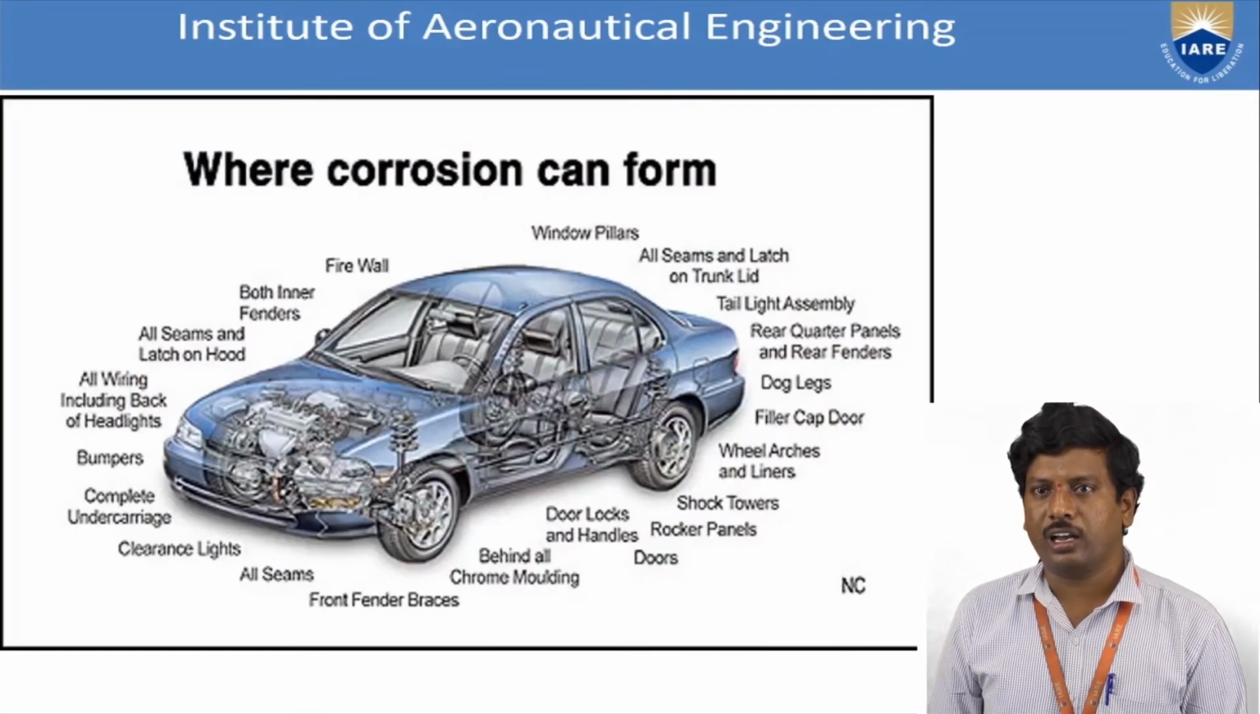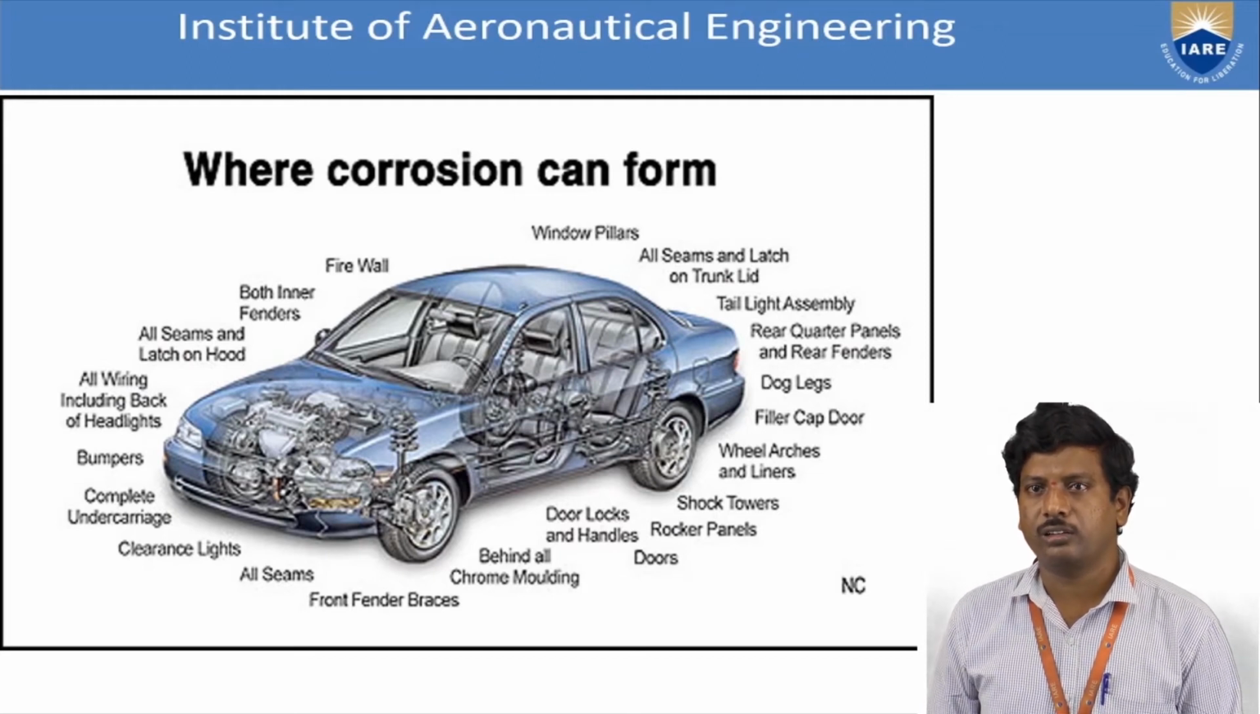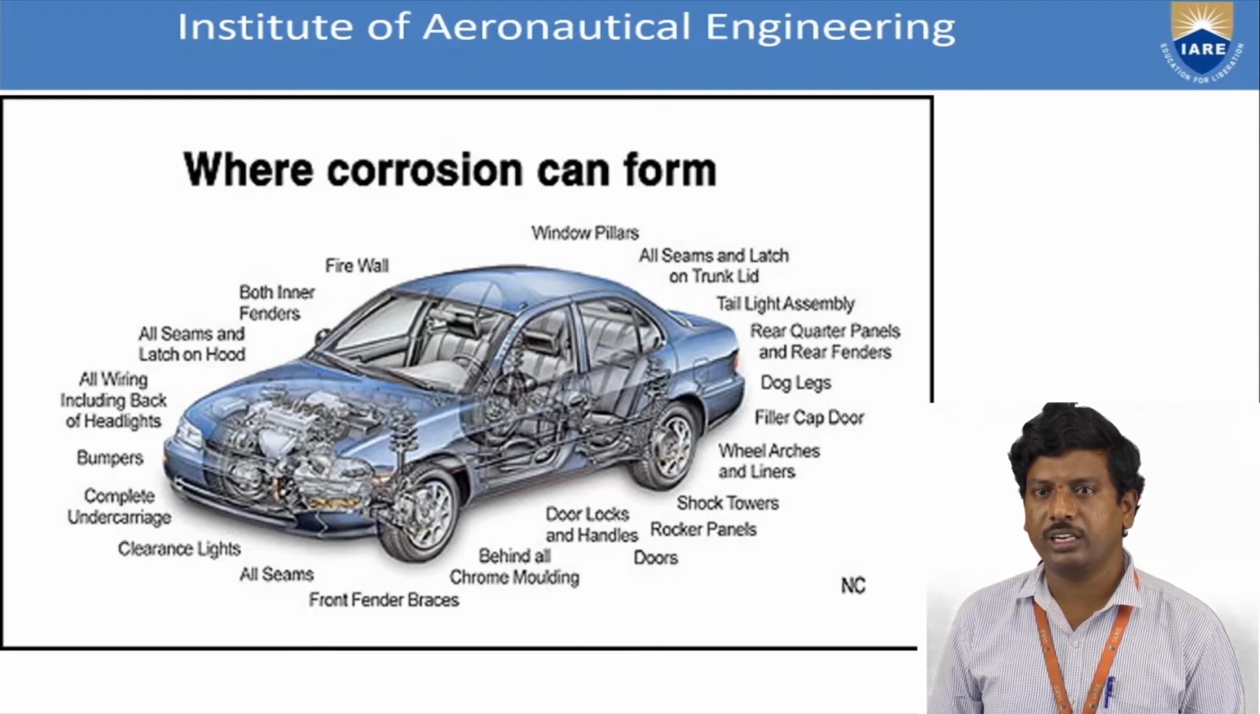So in the case of a car, how do we observe corrosion in various parts? That means the firewall, body liner and fenders, all seams and lags and the hood, all wiring including block and headings and bumpers, the complete undercarriage and clearance lights, the front fender brakes and chromate molding, door locks and handles, doors, rocker panels, wheel arches, filler cap door, dog legs and rear corner panels and rear frames, tail light assembly, all seams and the trunk lid and window pillars.